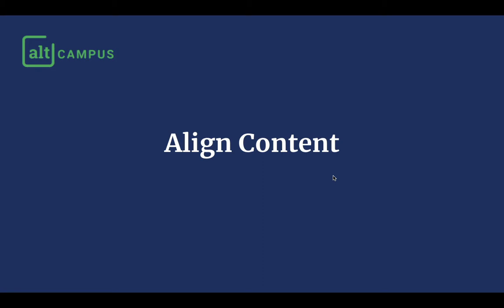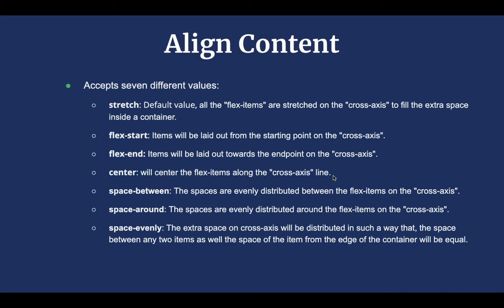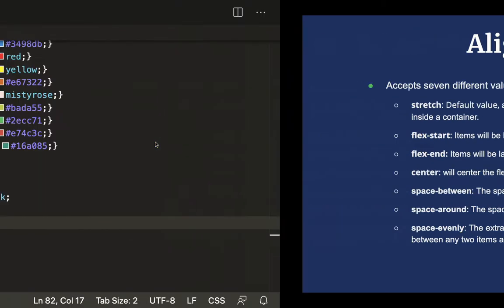Similar to the justify content property, we have one align content property, but this works on the cross axis. Whatever values the justify content property accepts, similarly align content accepts all those same values. But for the justify content property, we don't have a stretch. We have flex start, flex end, center, space between, space around, and space evenly. So let's experiment with all these values one by one and see the result.